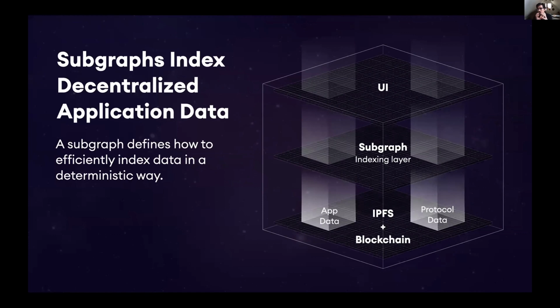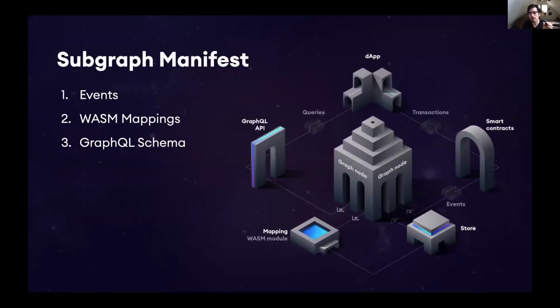So the things that are indexed on The Graph are called subgraphs. And basically subgraphs are taking data from the blockchain and IPFS, and they're making that available to UIs via a GraphQL API. So this is the basic protocol layering. The IPFS data that we index is anchored on chain. So all the data that's being indexed by The Graph right now is data that has consensus behind it, coming from these open protocols.